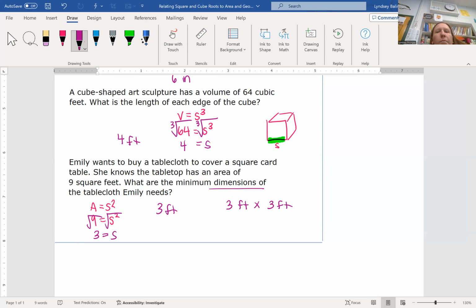Beware of questions where maybe you need to figure out the side, but then they start talking about perimeter, or buying fencing to enclose something. So it's not always necessarily going to stop at this point. You may have to do something extra with that question, but that is how you solve these questions about area and volume.